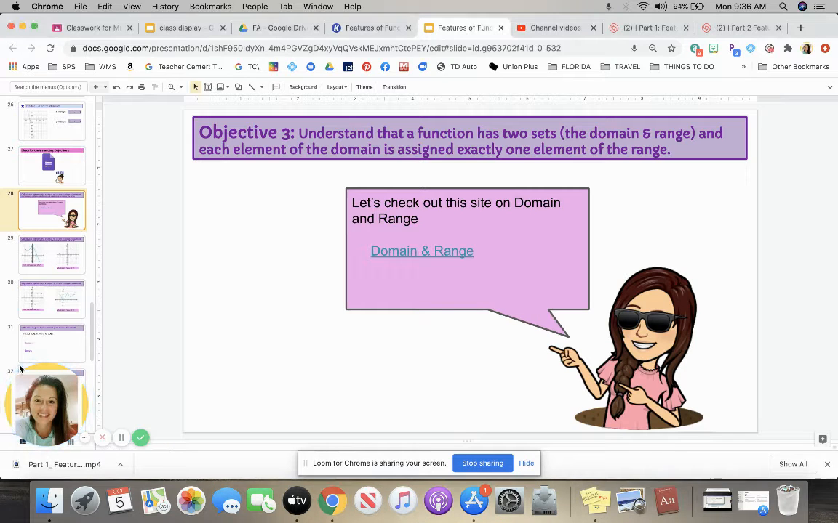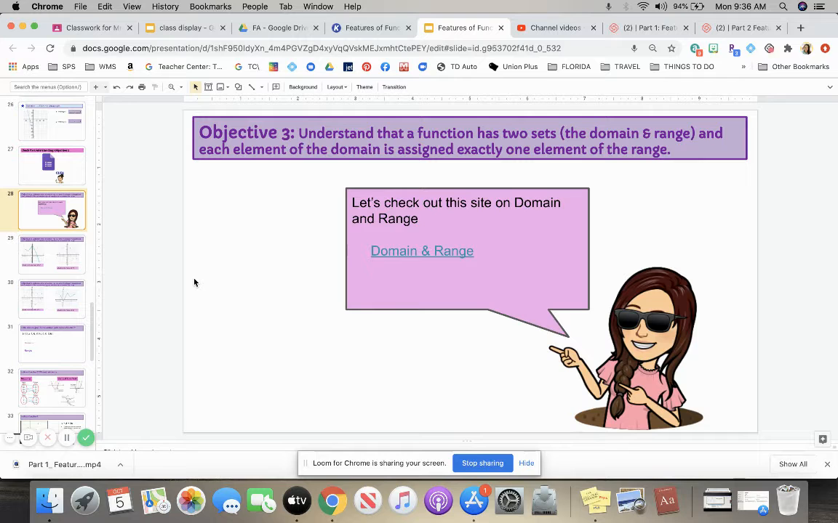Okay, here we are, part 3. This is our last part of this set of notes. Objective 3 is to understand that a function has two sets, the domain and range, and each element of the domain is assigned exactly one element of the range.